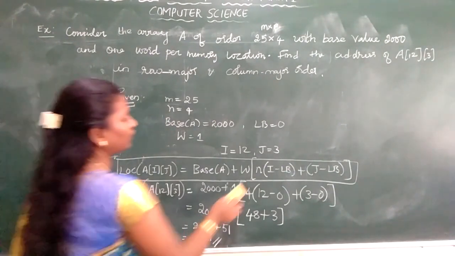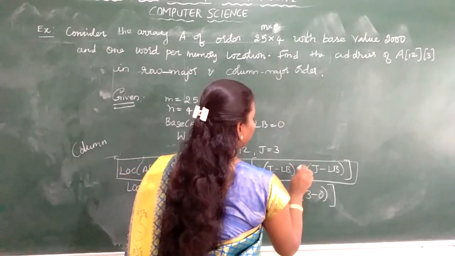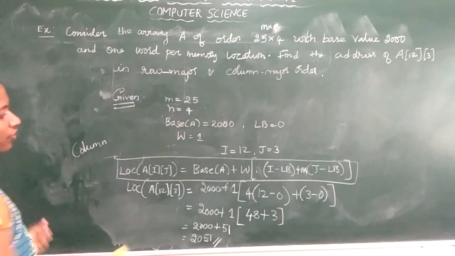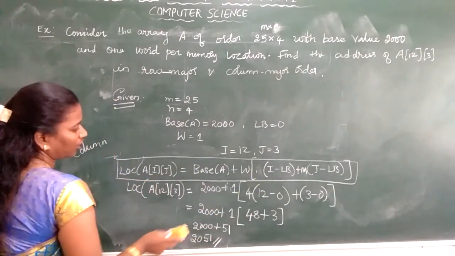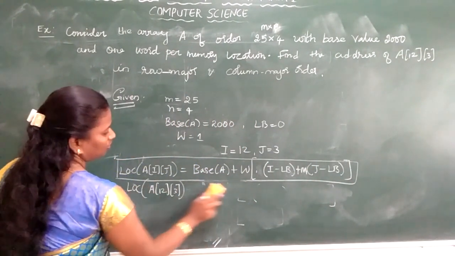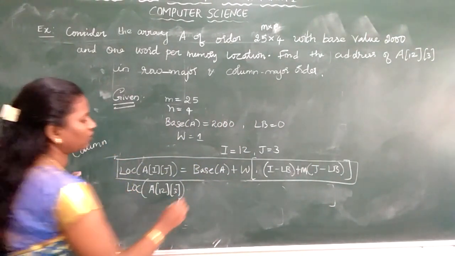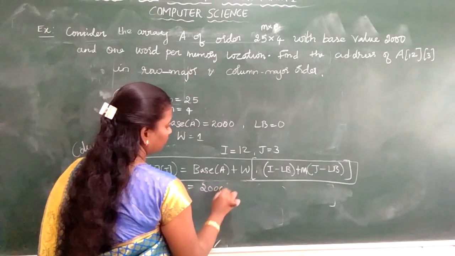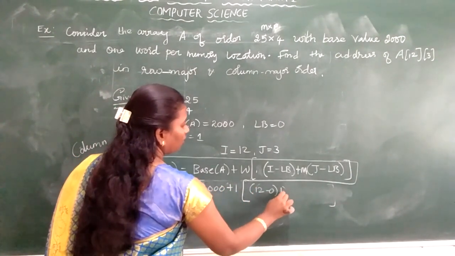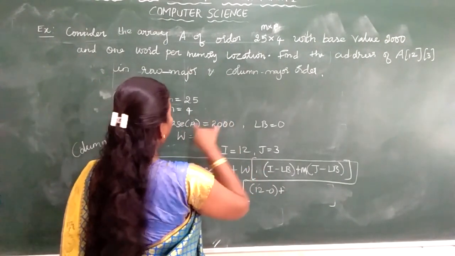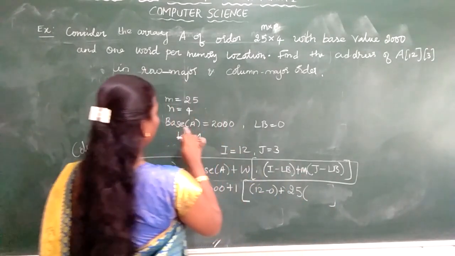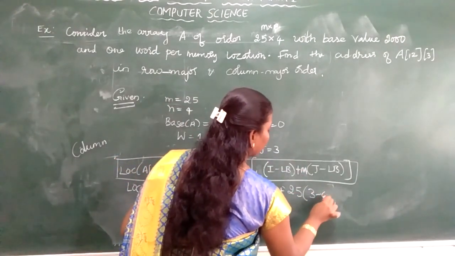Column major, only here we have a change. Instead of n, here you have to multiply it by m. So here again the substitution changes. So your base is 2000 plus 1. I value 12 minus 0 plus what is your m? M is 25. 25 into what is your j? J value is 3.